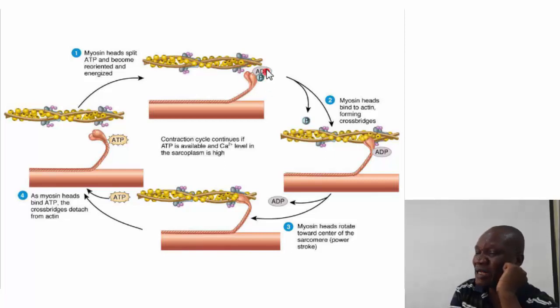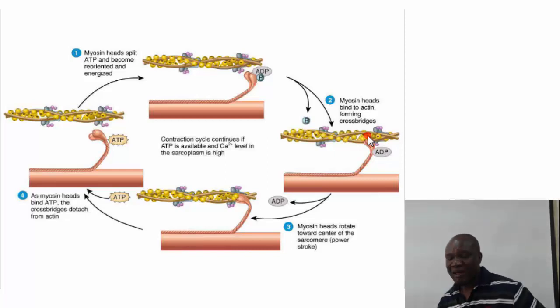So the breakdown of ATP into ADP and inorganic P energizes it, and this will make the myosin head bind to the myosin binding site on the actin filament here. So the myosin head will bind to the exposed myosin binding site on the actin filament via its actin binding site.